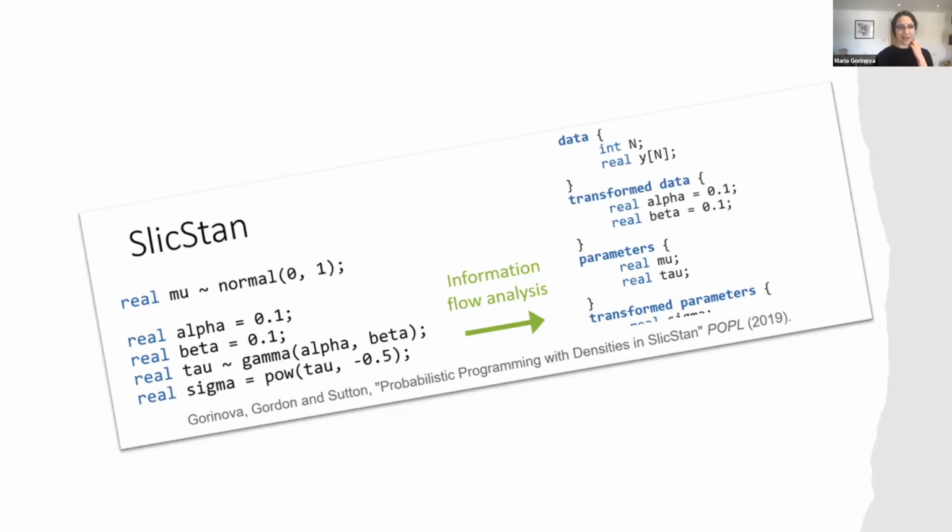Again, I will use Stan and Slick Stan interchangeably in this talk, but really all the examples are written in Slick Stan, which is a blockless version of Stan that uses information flow analysis to translate back to Stan.